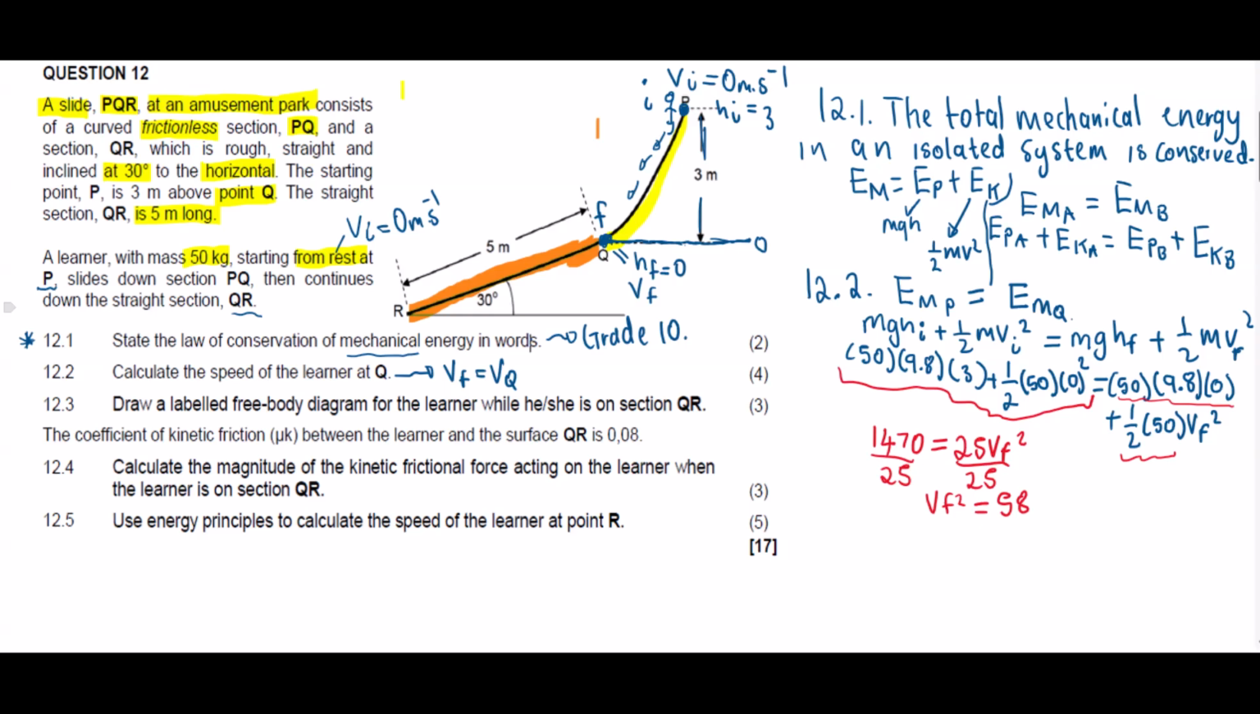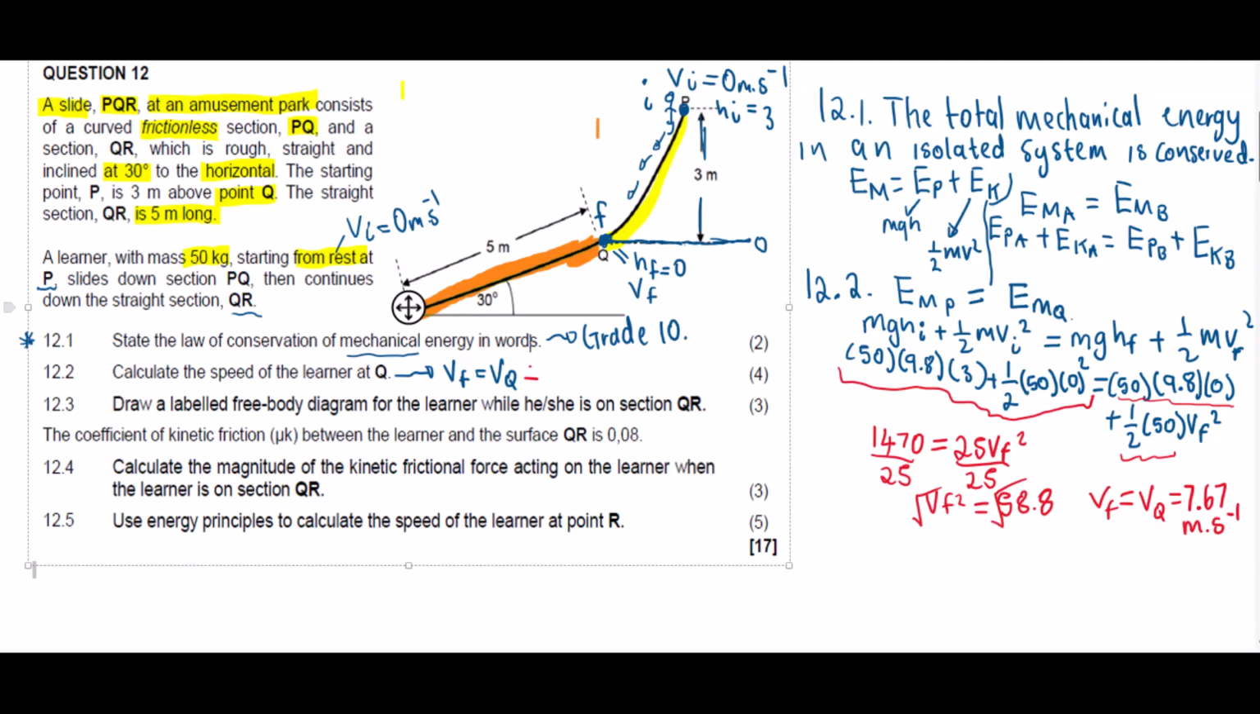58.8. So you introduce the square root on both sides because you want the velocity. So now the final velocity, which is at the point Q, is going to be the square root of the answer we got, right? What is the square root of the answer? It's going to be 7.67 meters per second. So that is the correct answer we got there for the velocity at that point.